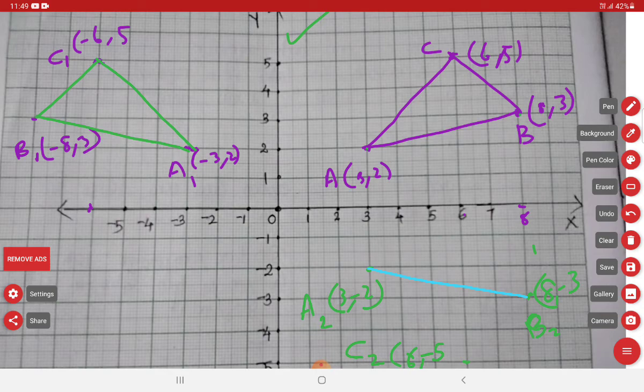Now, which are the mirror images of the triangle ABC? In the second quadrant it is A1, B1, C1 about the y-axis. About the x-axis, it is A2, B2, C2. In this way you have to do the activity.